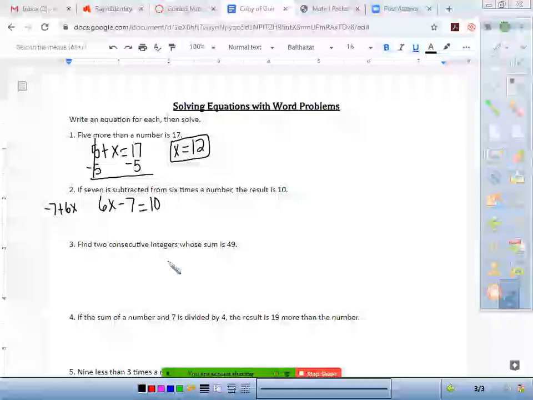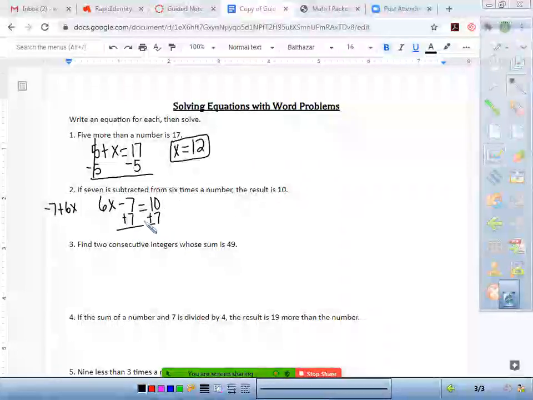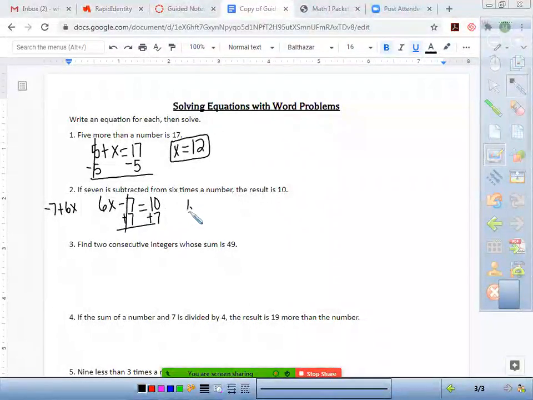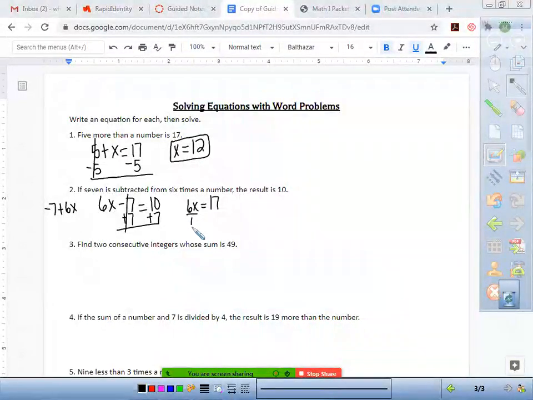All right, so let's see. Now we got to solve this. How am I going to do it? Plus 7. So we're going to get, what, 6x equals 17. What am I going to do with the 6? Divide.